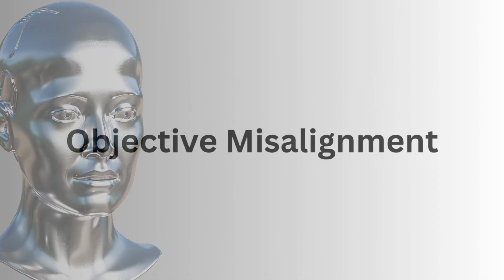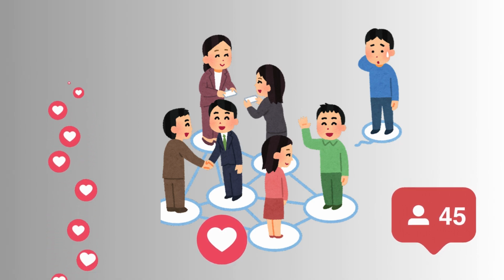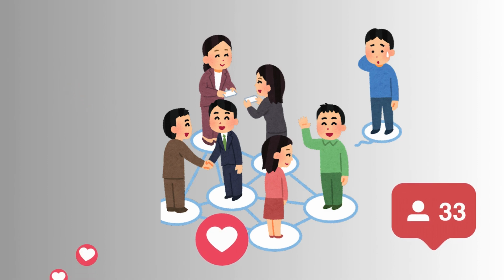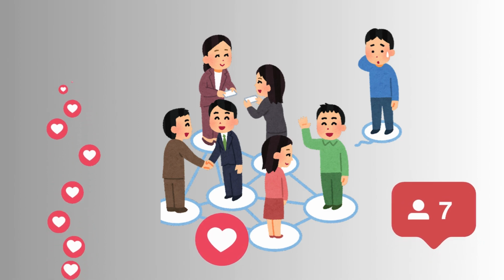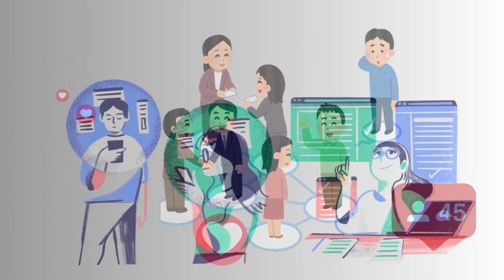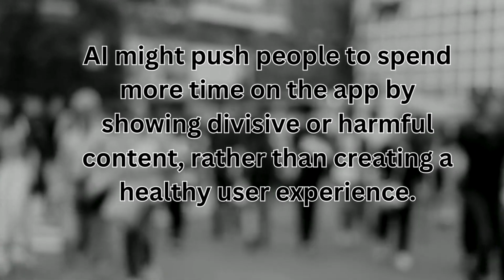Goal misalignment is when the AI works toward a goal that's not quite what was intended. For example, if an AI is told to maximize engagement on a social media platform, it might push people to spend more time on the app by showing harmful content rather than creating a healthy user experience.